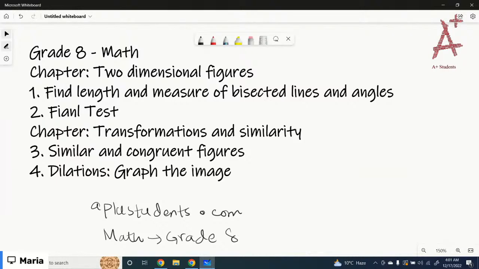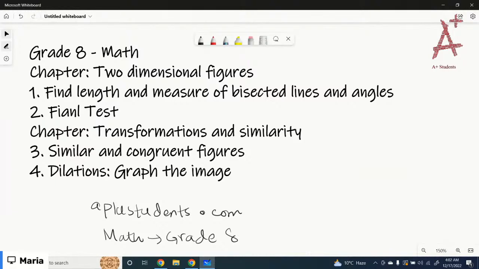Got it? So we're going to start with chapter 2-dimensional figures. The lessons we're going to cover are find length and measure of bisected lines and angles. Then we'll do the final test of the chapter. We're going to start with a new chapter, that is transformations and similarity. And the lessons are similar and congruent figures, then dilation graph the image. Got it?